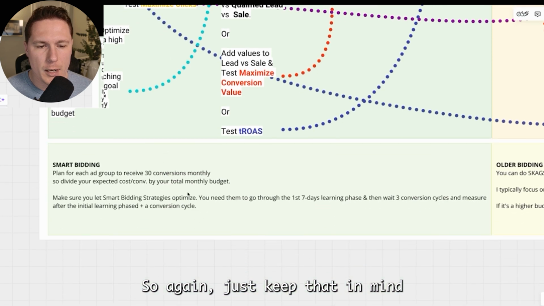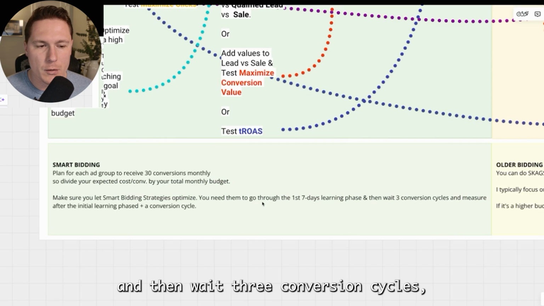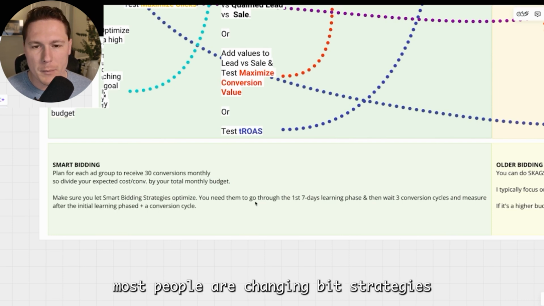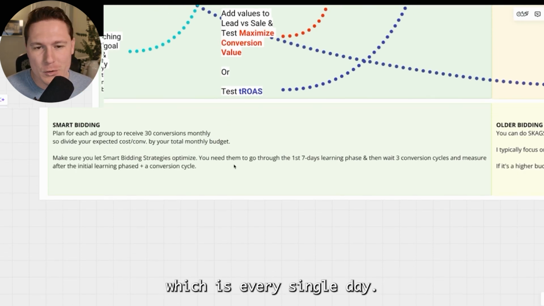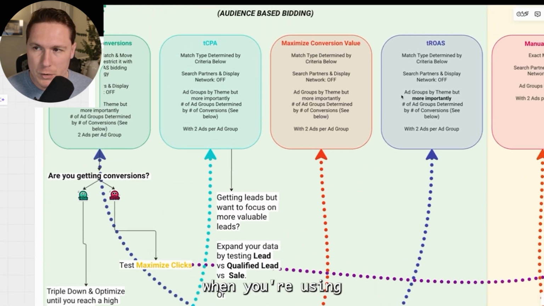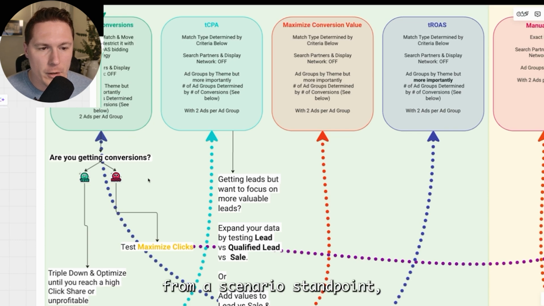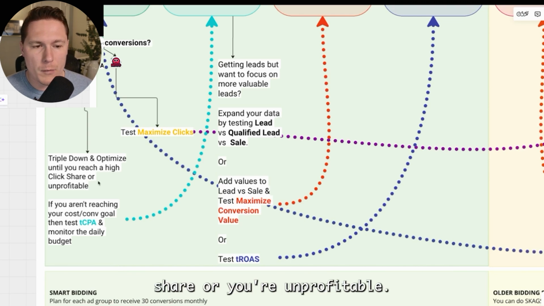So again, just keep that in mind and make sure that when you're running maximize conversions, you let it go through the first 7 days of the learning phase and then wait 3 conversion cycles and measure after the initial learning phase and conversion cycle. Most people are changing bid strategies like they're changing their underwear, which is every single day. And that's super detrimental when you're using any of these bidding strategies. So let's just say from a scenario standpoint, you're getting conversions. At that point, triple down and optimize until you reach a high click share or you're unprofitable.